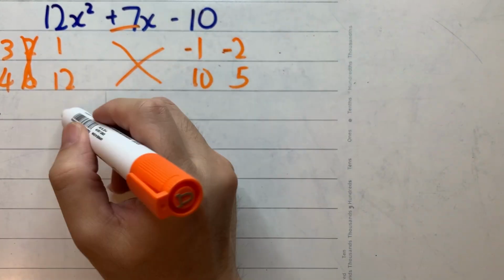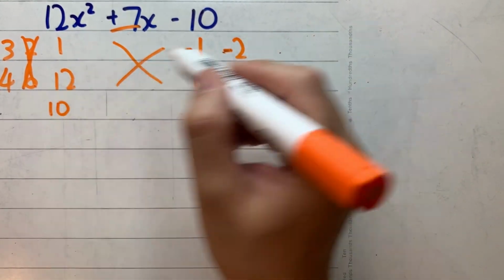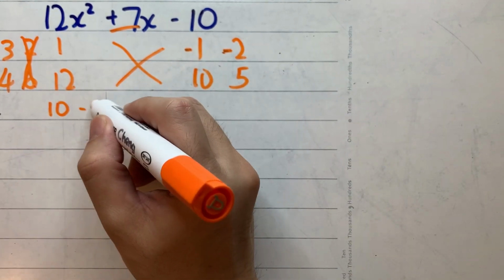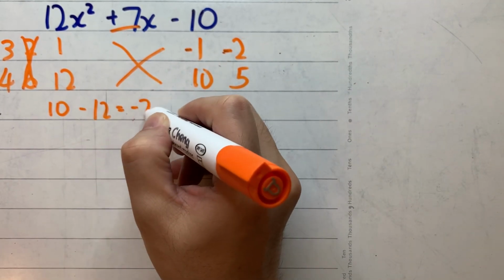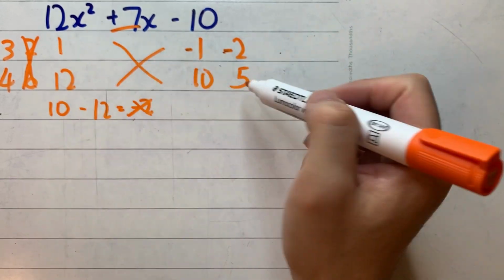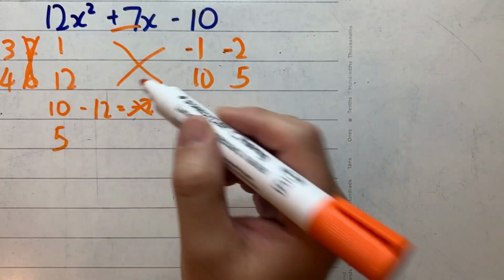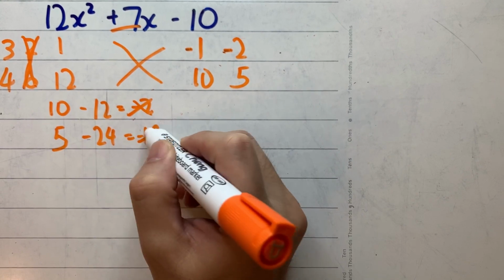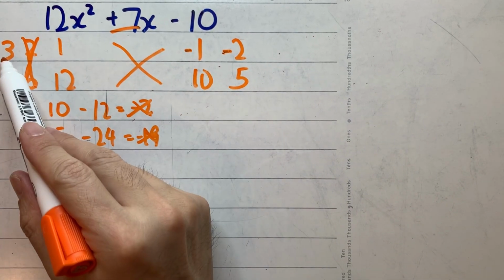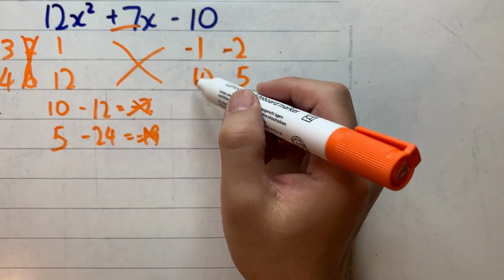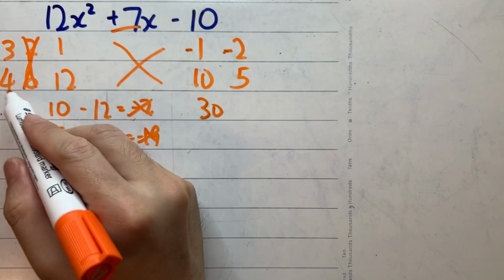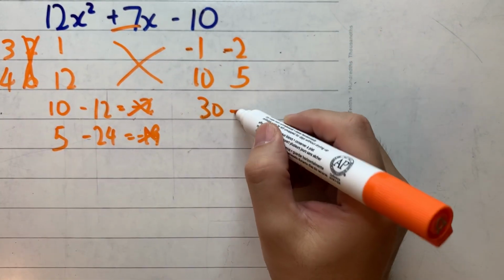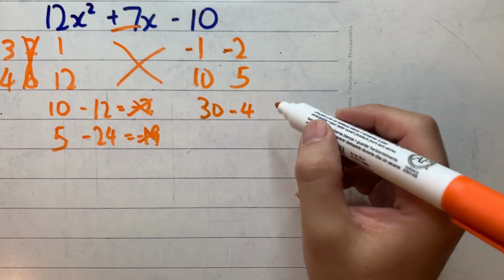1 and 10, that's 10. 12 and 1, negative 12, that's minus 2, no good. 1 and 5, it's 5. 12 and 2, minus 24, that's minus 19, no good. This we skip over, we go straight to 3 and 10, so that's 30. 4 and 1, minus 4, that's way out, that's not single digit.